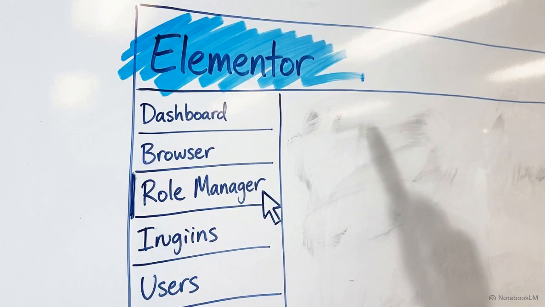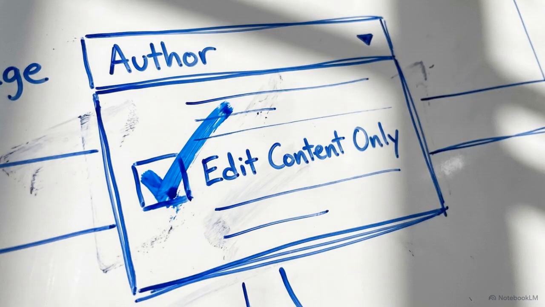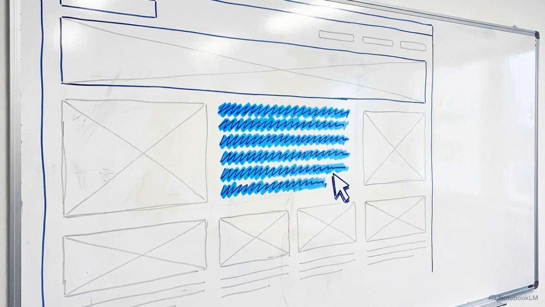Now go to your WordPress dashboard, hover over Elementor, and click on Role Manager. Click the drop-down for the editor role. Check the box labeled Edit Content Only. Next, open the Author role drop-down and check that exact same box. This mode lets your writers click on a paragraph or an image and swap out the content safely.